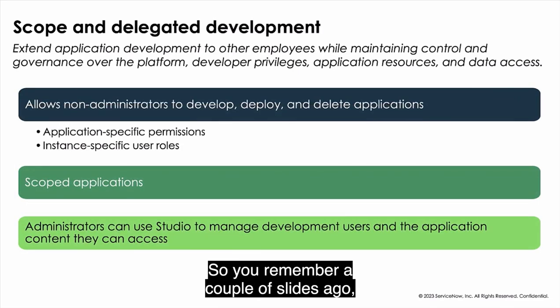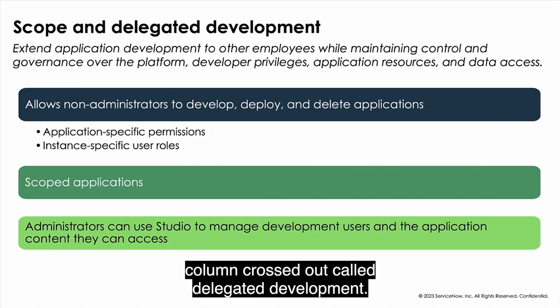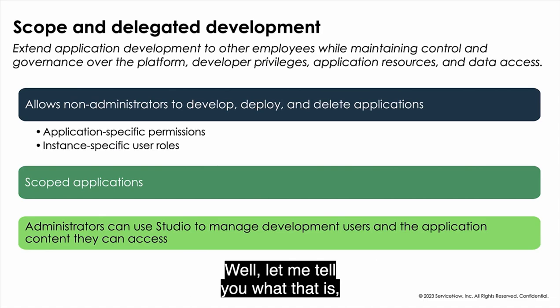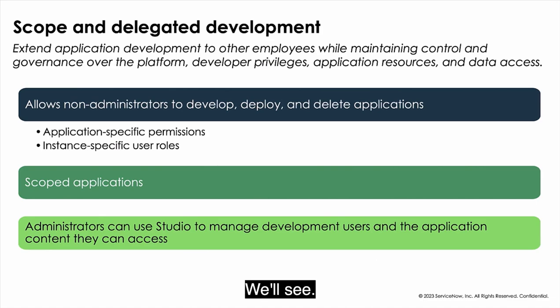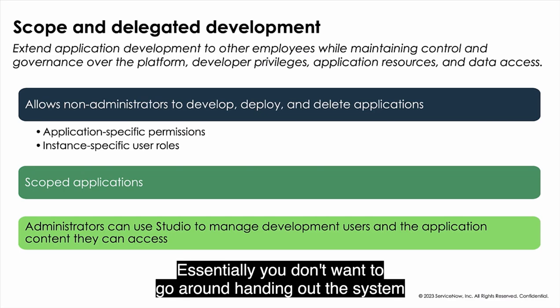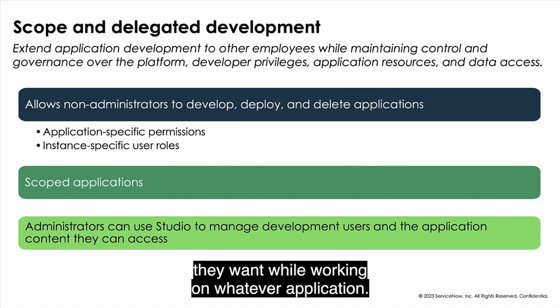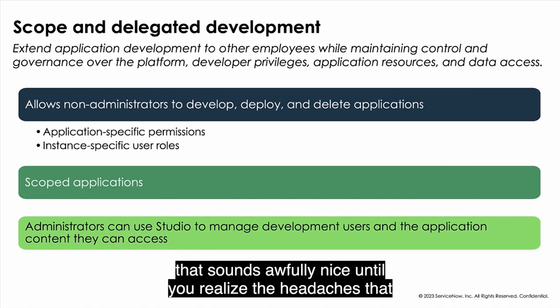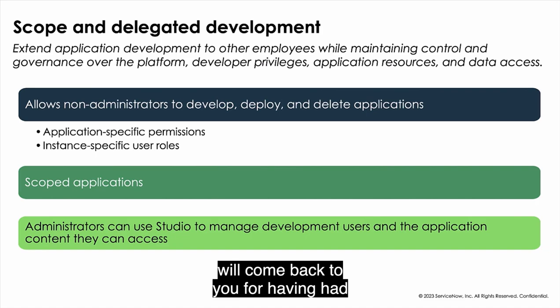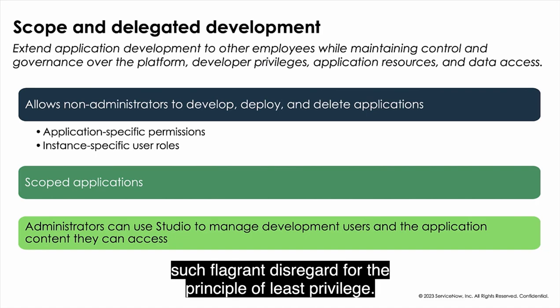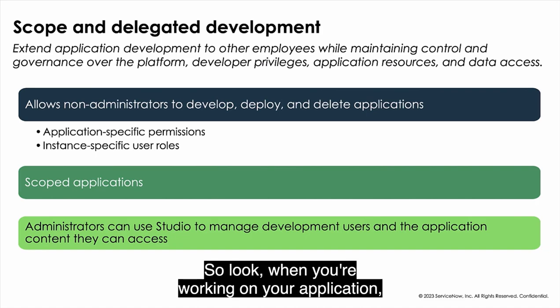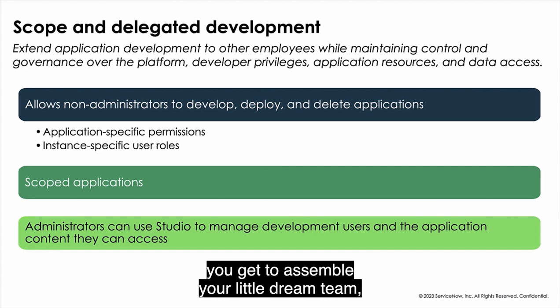So you remember a couple slides ago, there was this thing in the global scope column crossed out called delegated development. Well, let me tell you what that is, and I might do a quick demo of it. We'll see. But the idea is this. Essentially, you don't want to go around handing out that system administrator role like candy to people just so it's easy for them to do whatever they want while working on whatever application. Yeah, from a sysadmin convenience perspective, that sounds awfully nice. Until you realize the headaches that will come back to you for having had such flagrant disregard for the principle of least privilege.